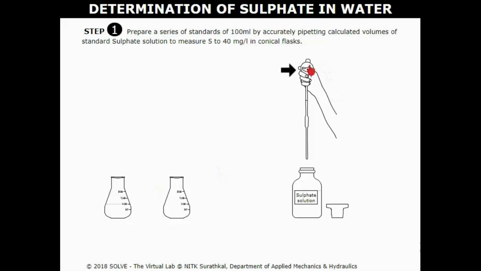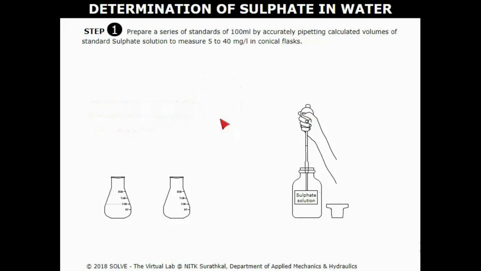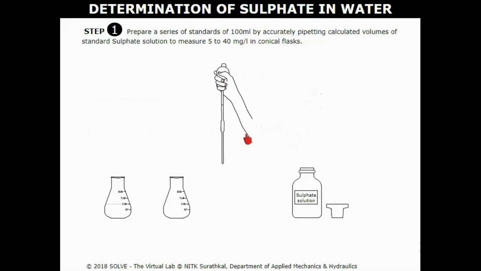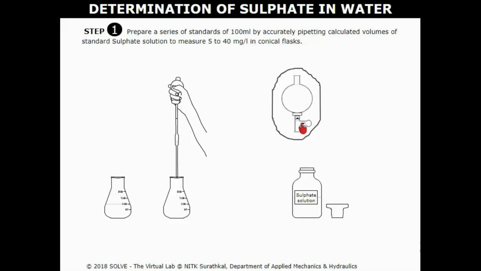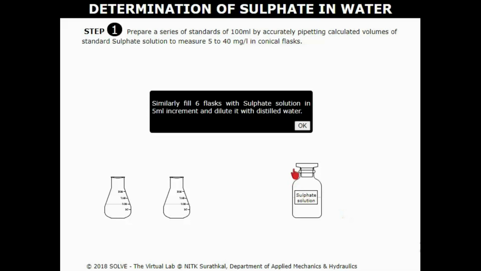Prepare a series of standards of 100 ml by accurately pipetting calculated volumes of standard sulfate solution to measure 5 to 40 mg per liter in conical flask. Close the lid. Similarly, fill 6 flasks with sulfate solution in 5 ml increment and dilute it with distilled water.